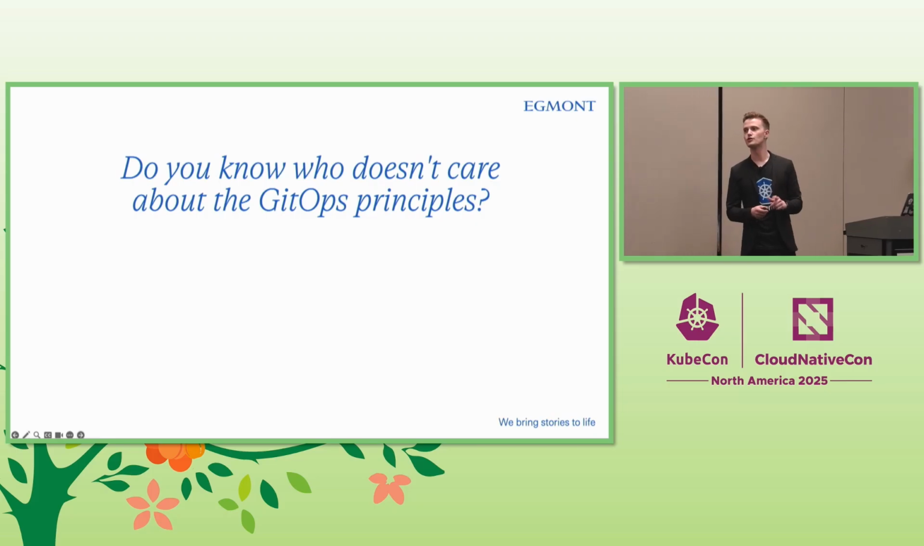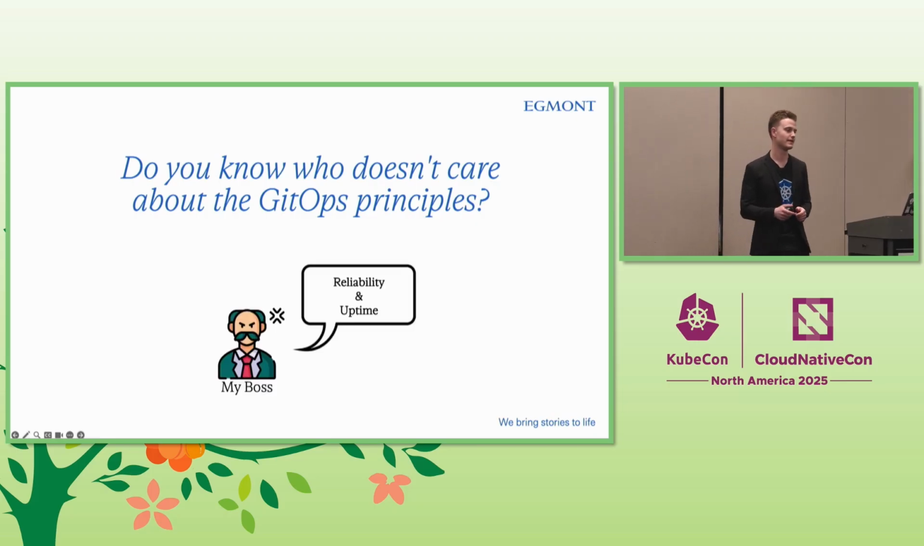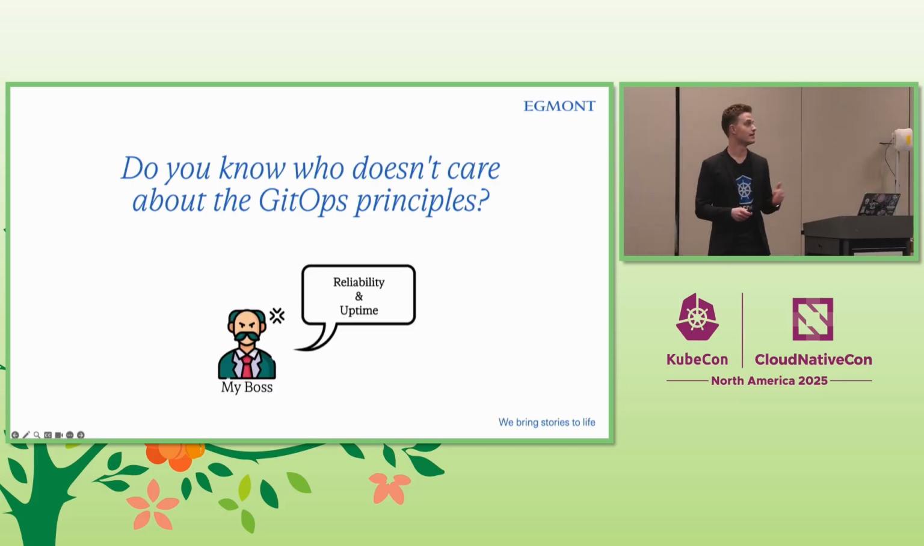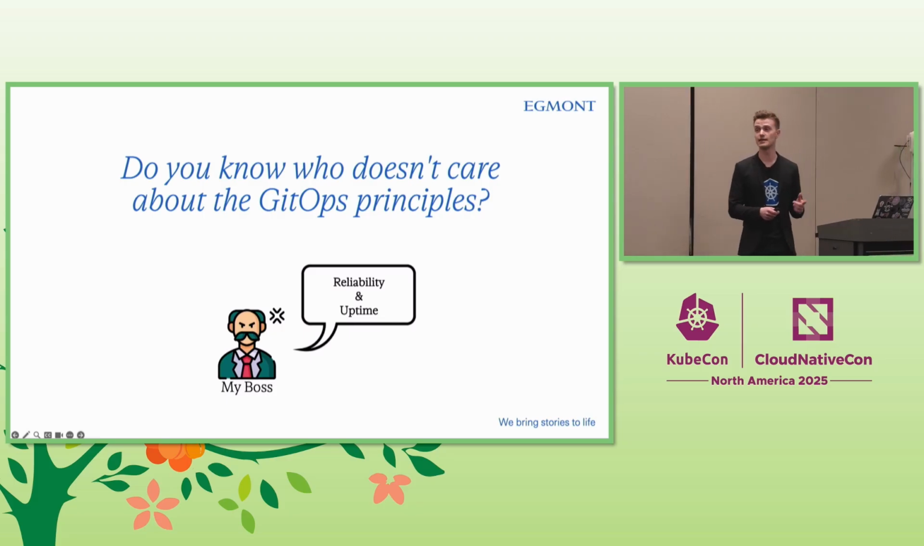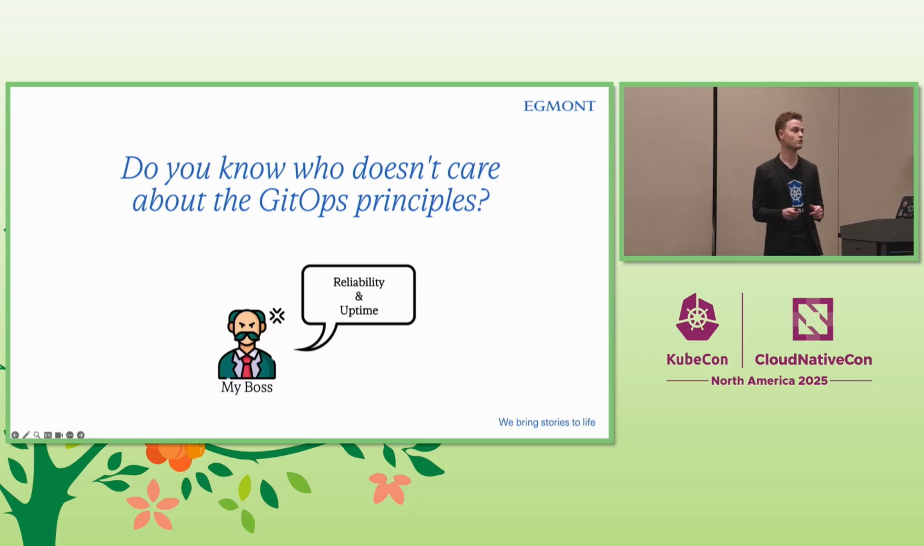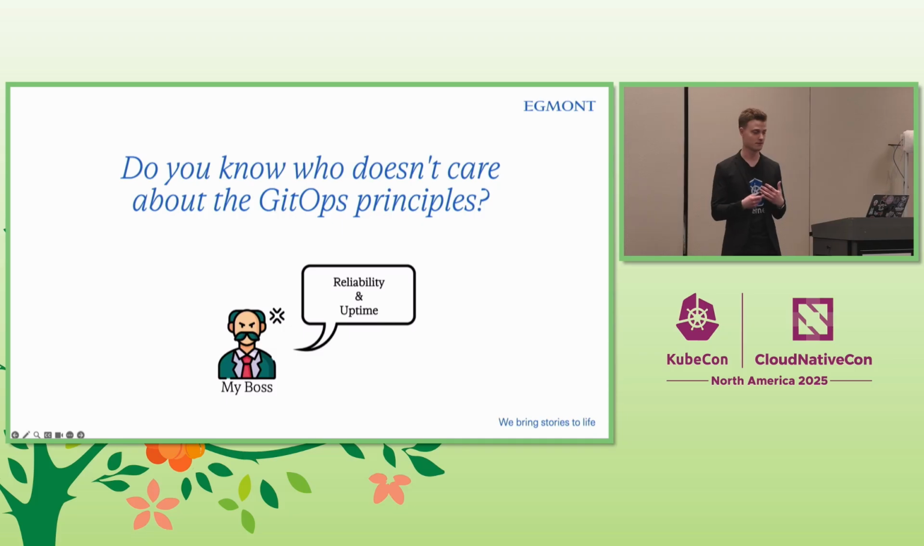Because do you know who doesn't care about the GitOps principles? This guy, my boss, he doesn't care at all. He cares about reliability and uptime, right? And the same goes for the customer. So it's fine to sometimes stop the reconciliation loop, if you ask me.